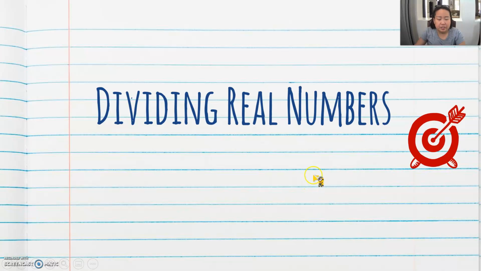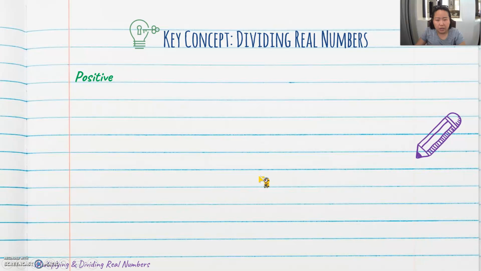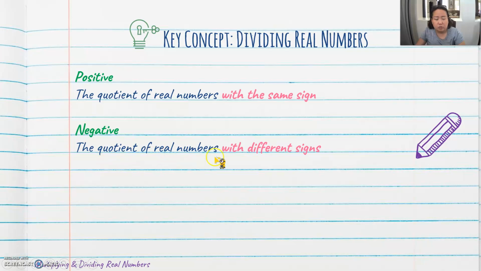Hi everybody, this time we will be talking about dividing real numbers, and our goal will be to find quotients of real numbers. Just like with multiplying real numbers, when we are finding the quotient of real numbers with the same sign, the quotient will have a positive sign. And if we are finding the quotient of numbers with different signs, then the answer will be negative. So both multiplication and division of real numbers follow the same rule. Same sign, the answer will be positive. If you are multiplying or dividing different signs, then the answer will be negative.